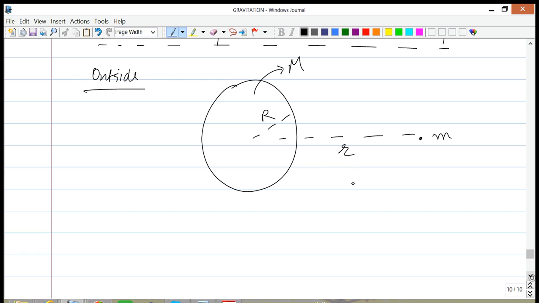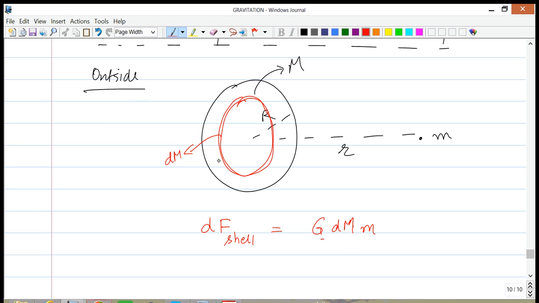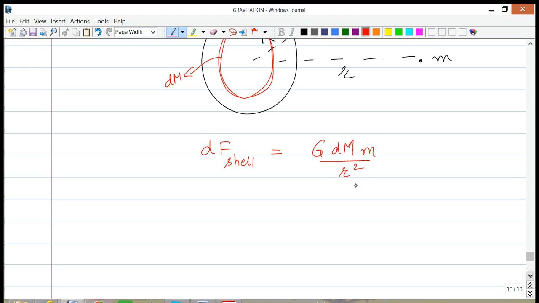Okay, so what we'll do is we'll take the sphere and we'll break it up into infinitesimal shells. Okay, lots of shells, and the force due to the shell we already know. Let's say that the mass of the shell is dm, and we know that the force due to the shell, so we'll just call it dF shell, is going to be equal to G times dm times m over r squared. Okay, we already know this from the previous two derivations.